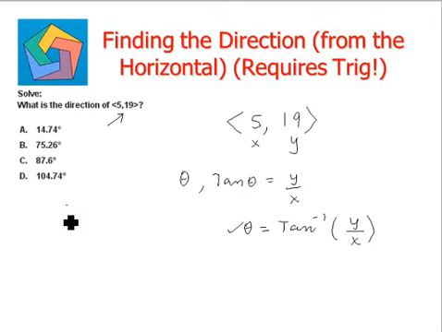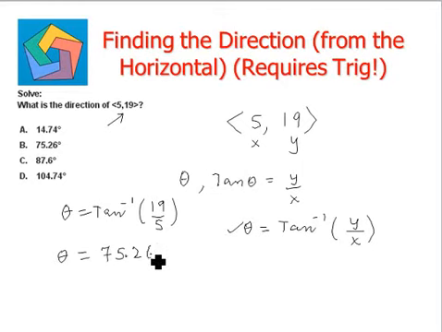So to find out theta, we do tangent inverse of the y component, which is 19, over the x component, which is 5. We put this value in the calculator and we get the value of theta as 75.26 degrees. This is the direction, and the final answer can be seen in option B. Let's try the next question.